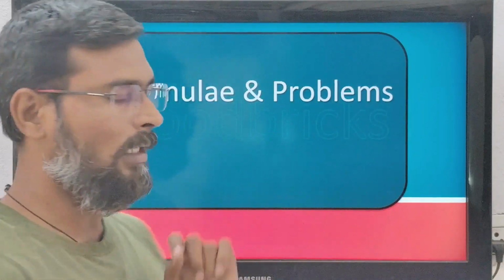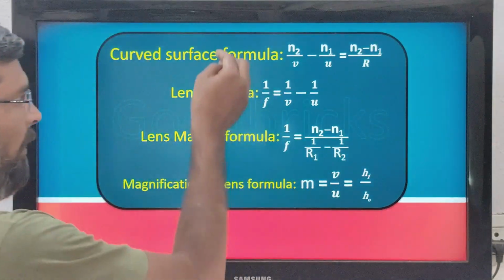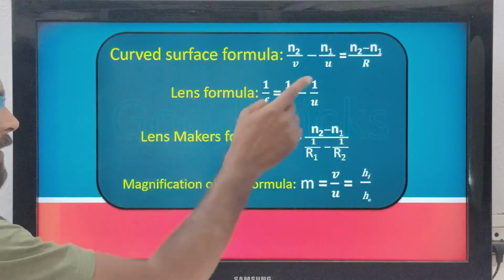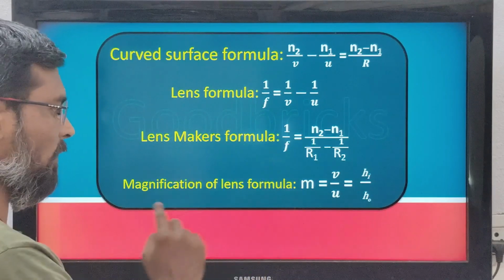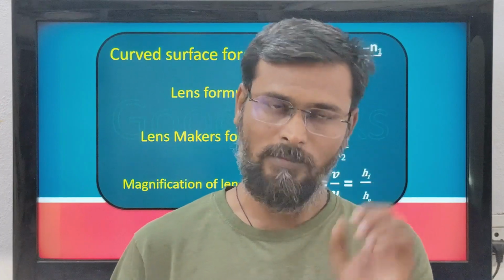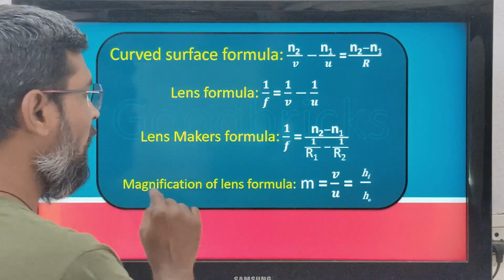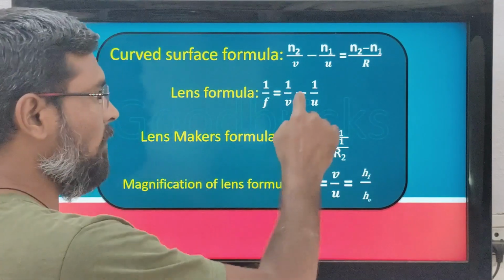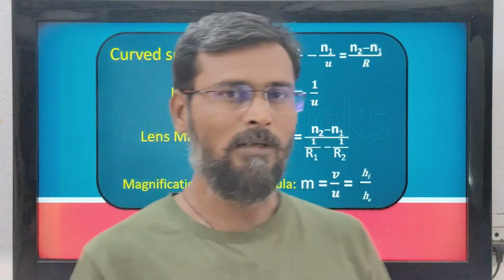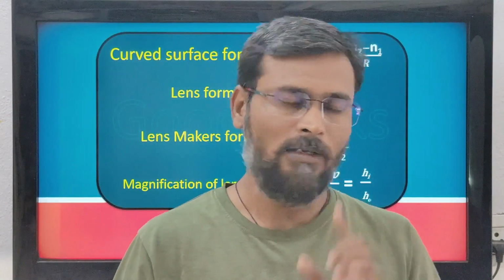Next, let us discuss important formulae and problems in your lesson 4, refraction of light by curved surfaces. In this lesson, you have mainly 4 formulas. What are they? Curved surface formula, lens maker's formula, magnification of lens formula. But in terms of problem solving, you have to mainly focus on lens formula and magnification of lens formula. So these two formulas are more useful and more expected problem solving formulas.